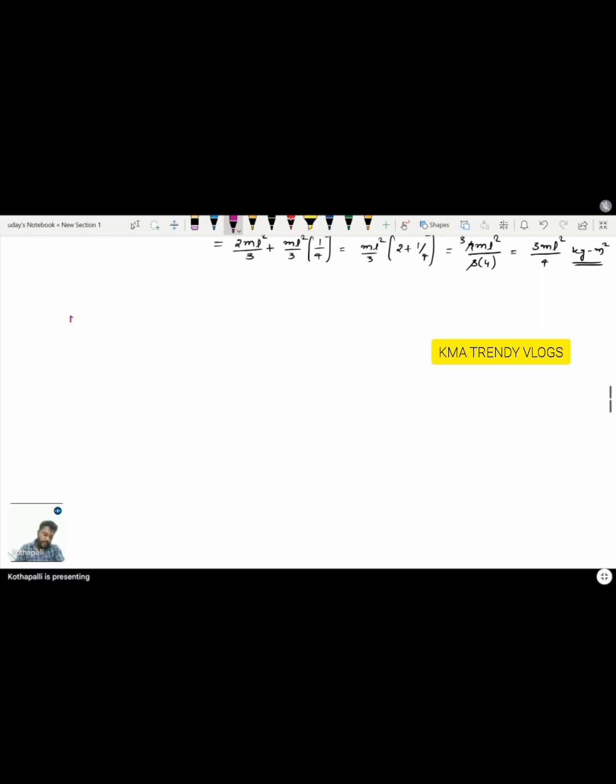Next case is moment of inertia of a uniform ring of mass m, length L, about its own axis. It means what? What does own axis mean?